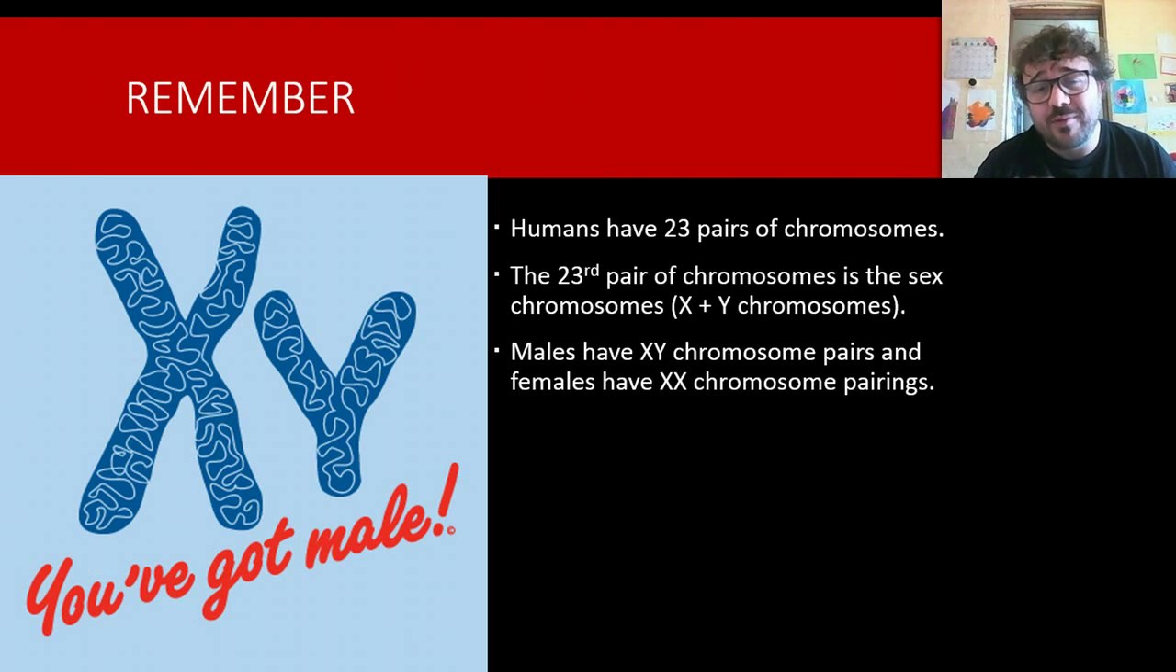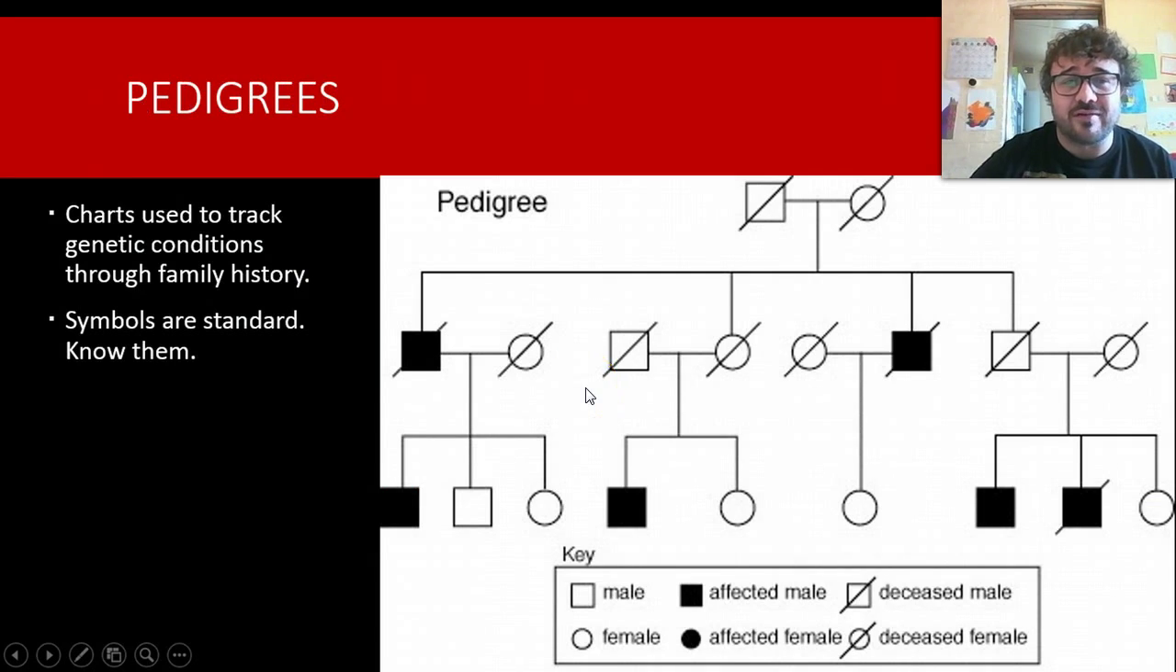So, you need to remember from previous lessons, humans have 23 pairs of chromosomes. The 23rd pair of chromosomes is the sex chromosomes. It is the X and Y chromosomes. And these are what give you your male and female characteristics. For example, males have XY chromosome pairs and females have XX chromosome pairings.